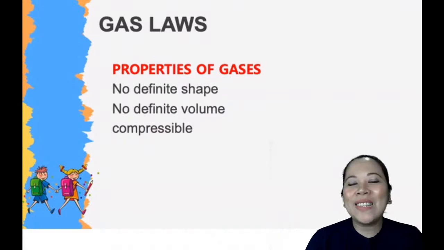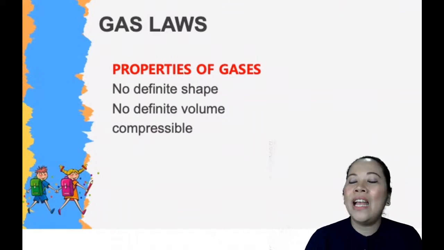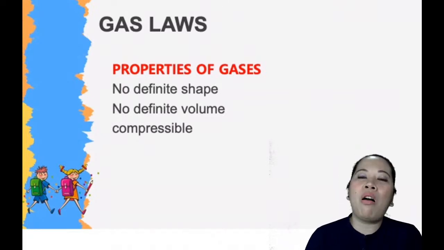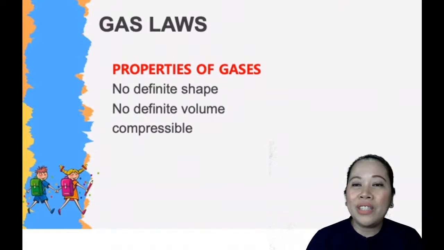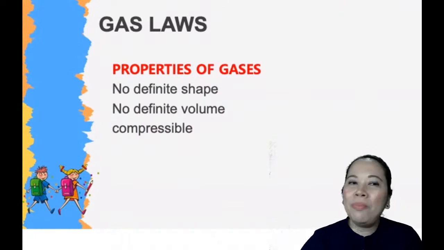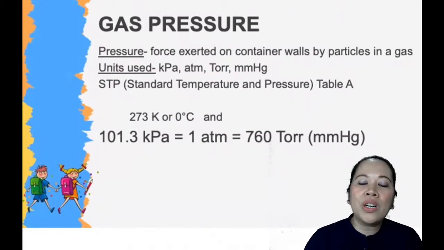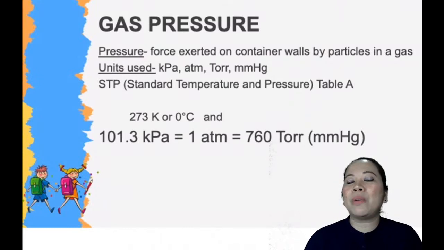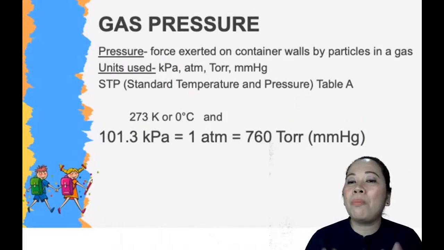All right, so gas laws, if you can recall direct and inverse variations for maths, that's actually being applied in gas law. So gas law is the application of direct variation and inverse variation. First, let's identify the properties of gases. We all know that gases have no definite shape, no definite volume, and are compressible. That means that we will be working around pressure, temperature, and volume for gas.